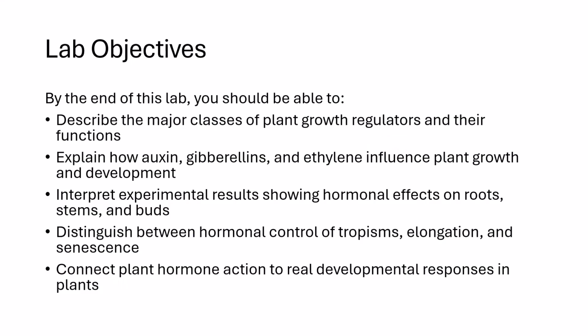By the end of this lab, these are the skills and ideas you should be comfortable working with. You should be able to describe the major classes of plant growth regulators and explain what they do in plants. You'll also practice explaining how auxin, gibberellins, and ethylene influence growth and development in different tissues. A big focus will be interpreting experimental results, not just memorizing definitions, especially for roots, stems, and buds. You should also be able to distinguish between hormonal control of tropisms, elongation, and senescence, and finally connect what these hormones do in real developmental responses you see in plants.